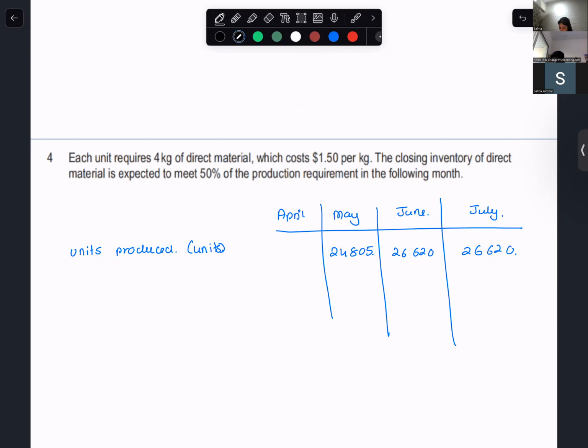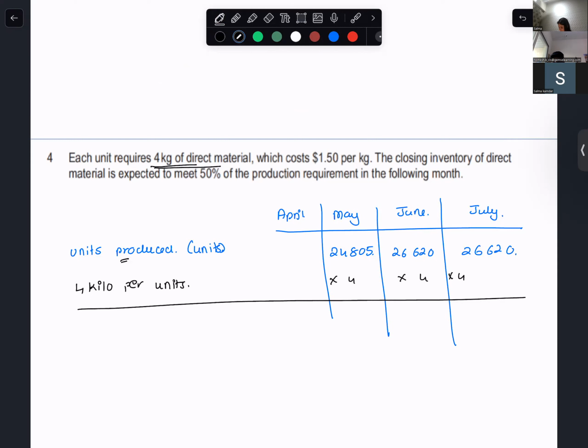Now, every unit requires 4 kgs of direct material. So, every unit that you're going to produce, what is the requirement? 4 kilos per unit. So, you will multiply by 4. It is how much? 99,220. And 106,480. Are you with me?